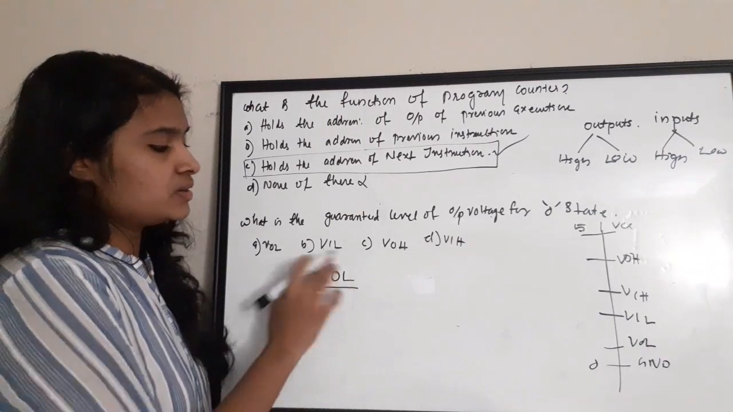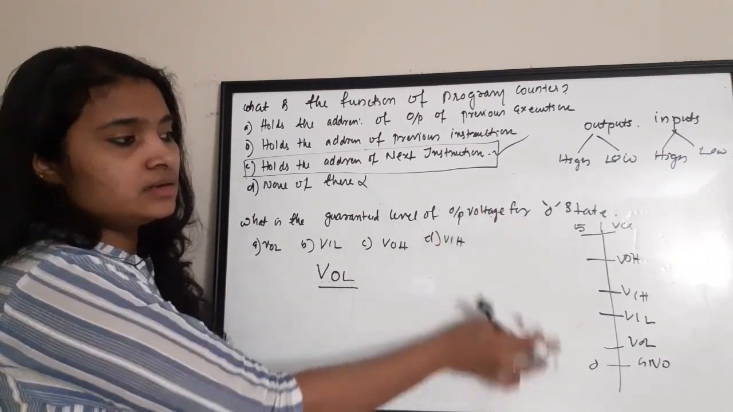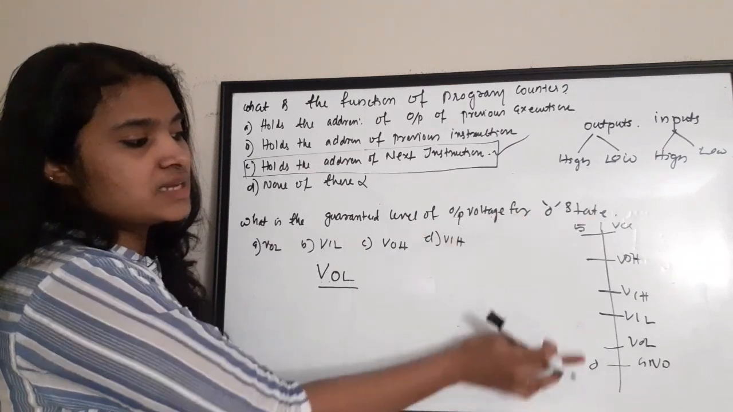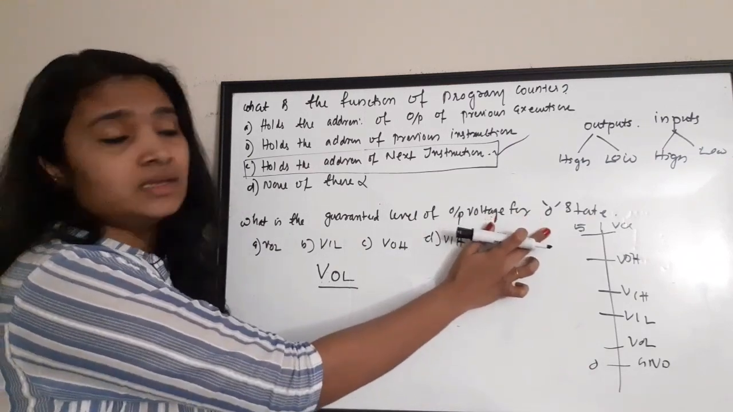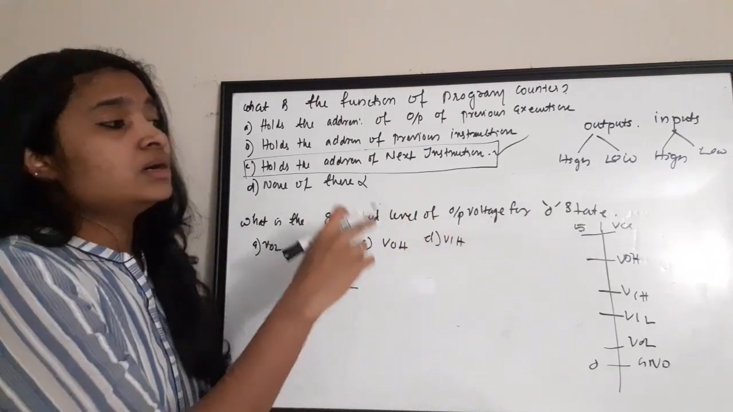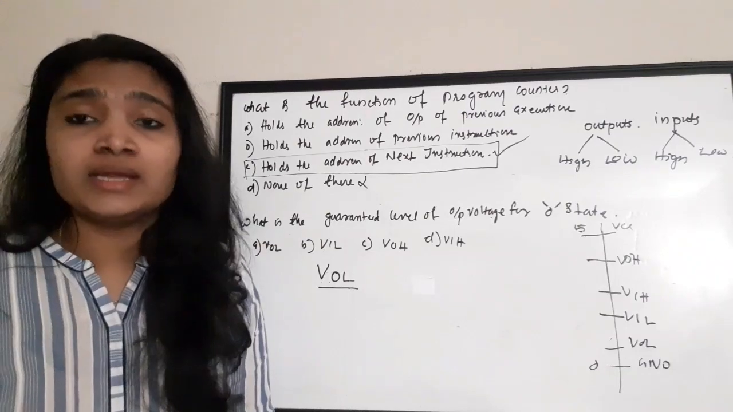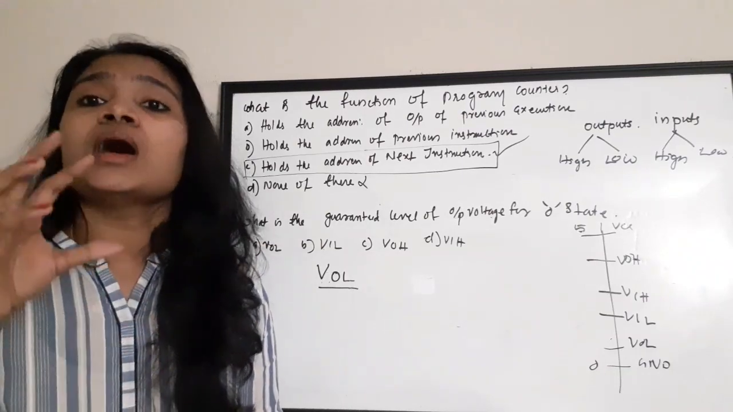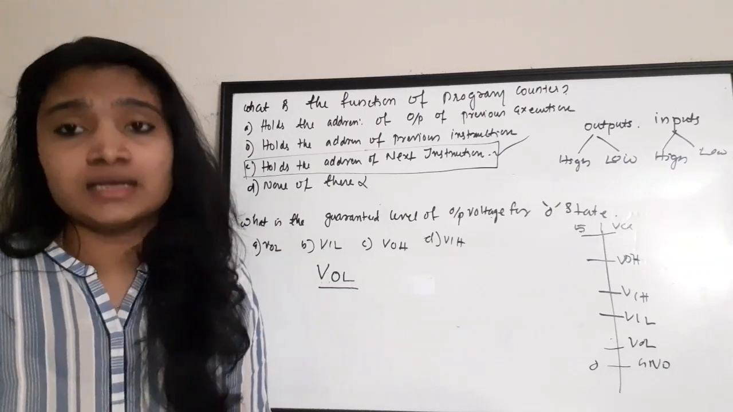So that is called a VOL. Here I have marked a timeline for various voltage levels, starting from 0, which is ground, up to VCC, which is the maximum. VCC is 5 volt, and we are considering it as maximum voltage. So VOL is the maximum output voltage still to be considered as a low value.